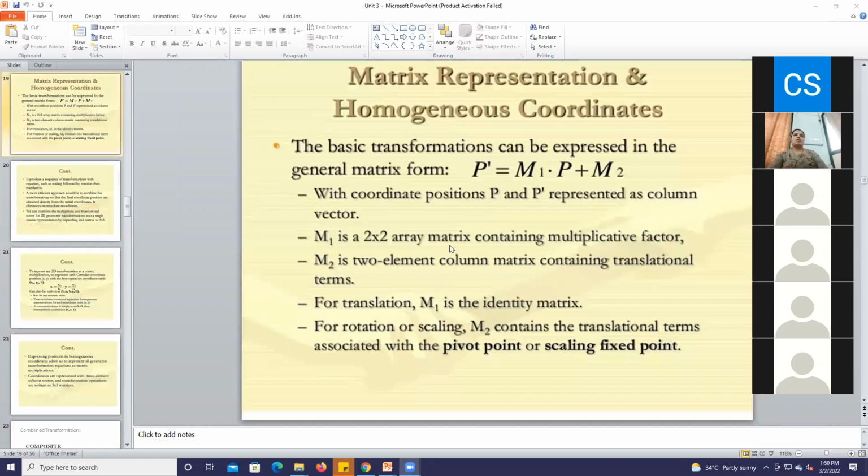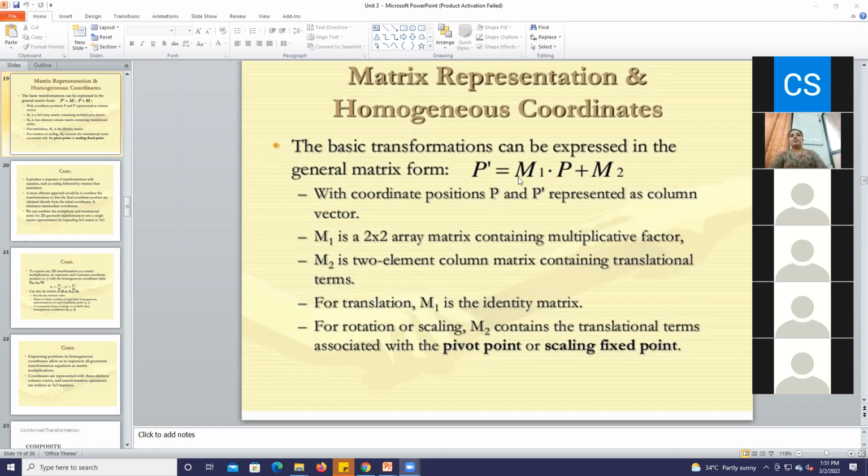Okay. So now we will read this and it will be more clear to you. The basic transformation can be expressed in general matrix form. P dash is equal to m1 into p plus m2, where with the coordinate positions p and p dash represented as column vectors. m1 is 2 by 2 array matrix containing multiplicative factors. जेव्हा आपण बघतोय 2 by 2 हा कायम multiplicative factors असतात. मग जर मला ऍडिटिव्ह करायचं असेल, ट्रान्सलेशन साठी करायचं असेल, so m2 is a 2-element column matrix containing the translational terms. For translation, m1 is identity matrix.